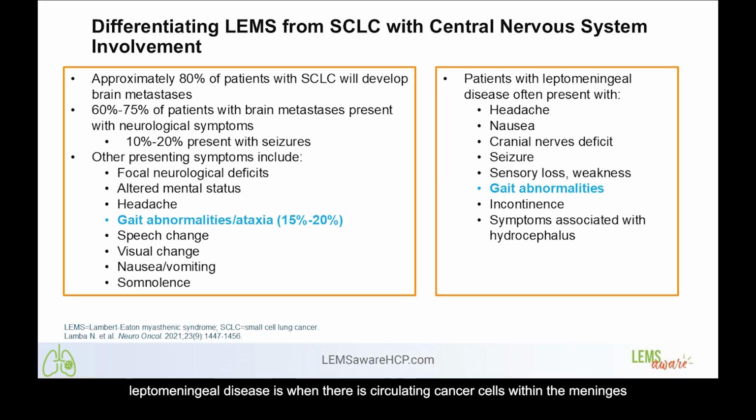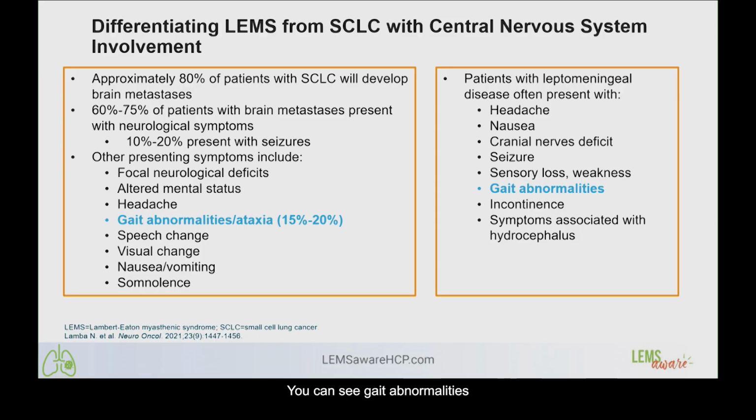Leptomeningeal disease is when there are circulating cancer cells within the meninges. And with this, we frequently will see headaches, back pain, nausea, and cranial nerve deficits. You can see gait abnormalities, but I wouldn't say that's one of the first things that I see in patients with leptomeningeal disease.